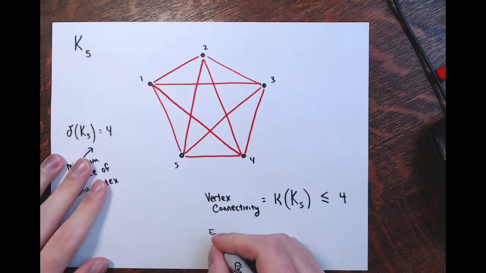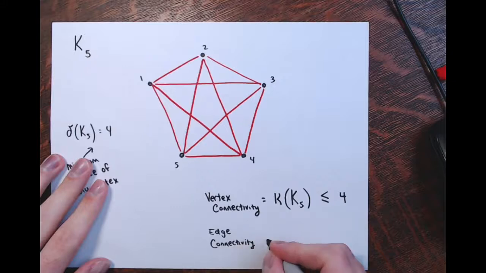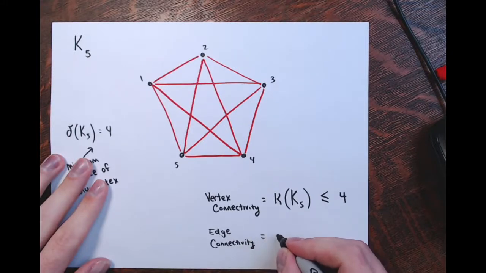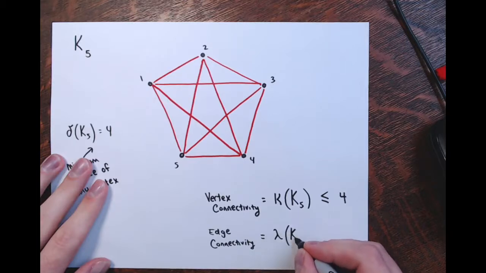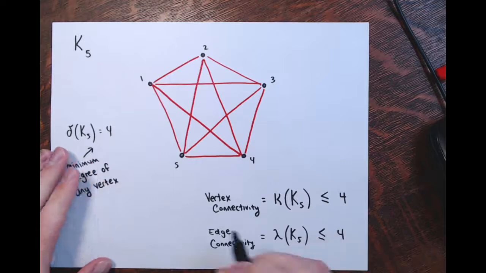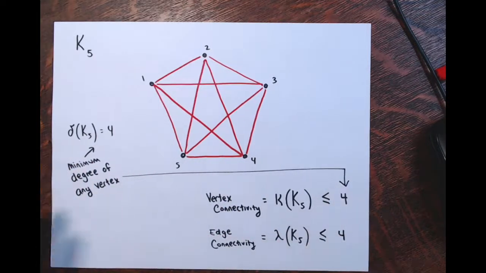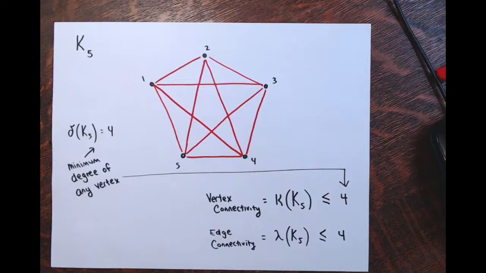Same thing for the edge connectivity. The edge connectivity of this graph, which was denoted by that lambda, lambda of this complete graph on 5 vertices, again, will be less than or equal to 4. This is the minimum degree of any vertex on the graph. All right, so we start at 4. Is the vertex connectivity 4?